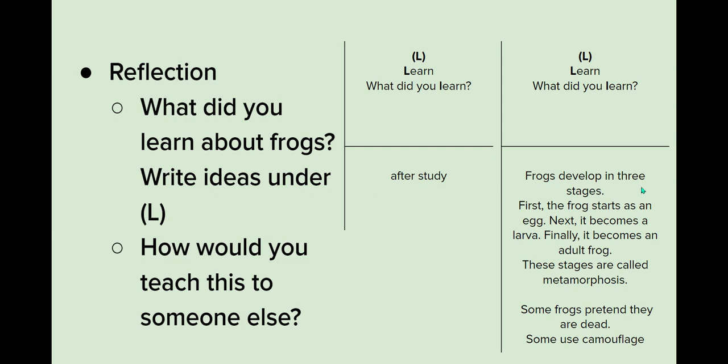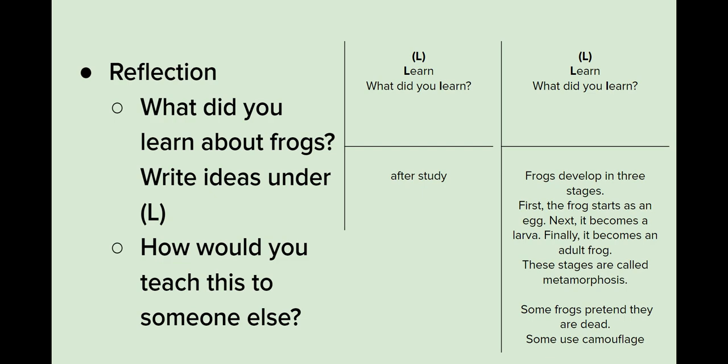So, for example, here, frogs develop in 3 stages. The frog starts as an egg, next it becomes a larva, and finally it becomes an adult frog. And these stages are called metamorphosis. Frogs, how do they protect themselves? Well, some frogs pretend they are dead, and some use camouflage.